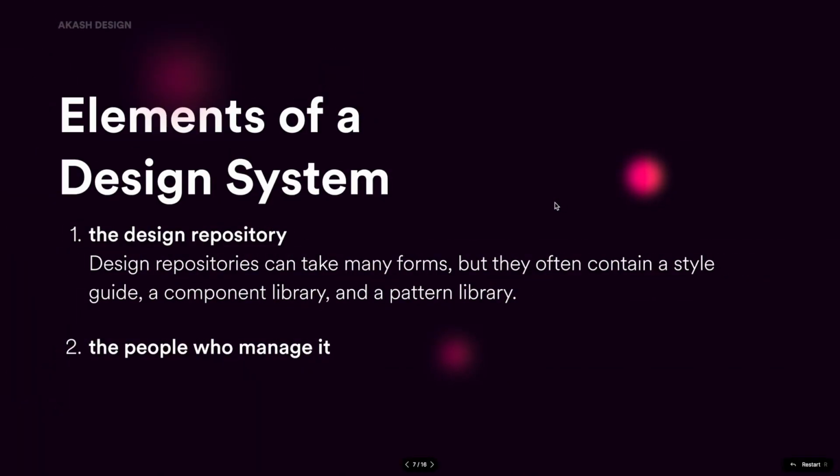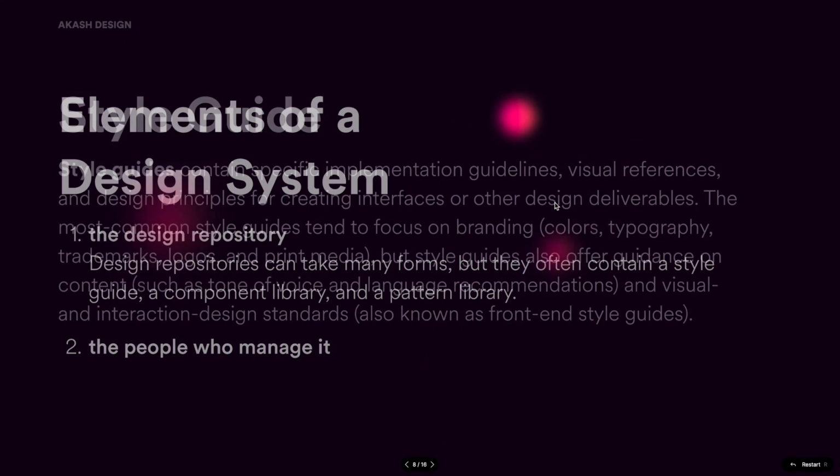Now that we understand what exactly a design system is and why we need one, let's understand the elements that build up a design system. There are two components in a design system. First is a design repository, and the second is the people who manage it. So let's first talk about the design repository. A design repository can take any form, but it often contains a style guide, a component library, and a pattern library.